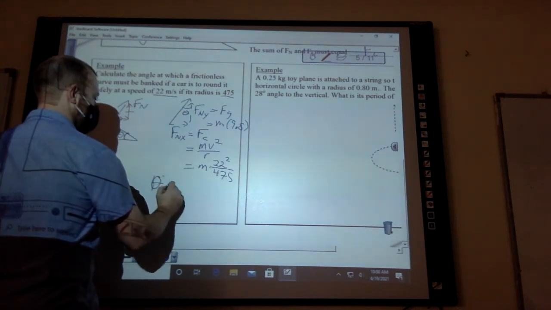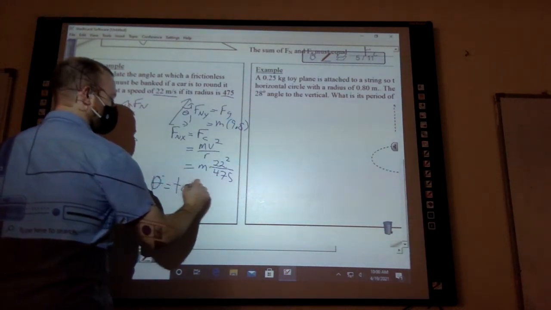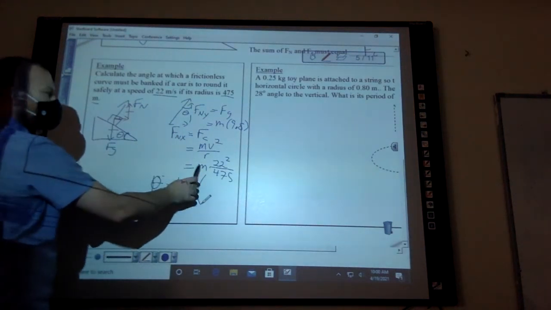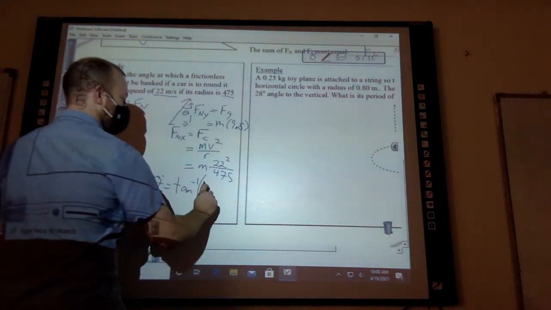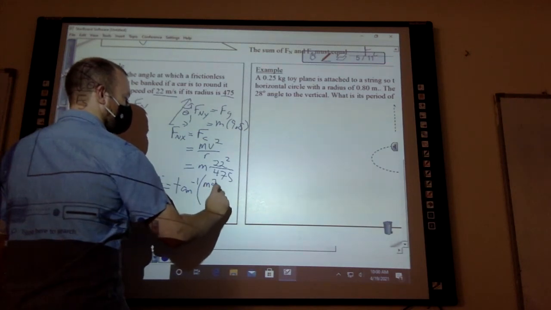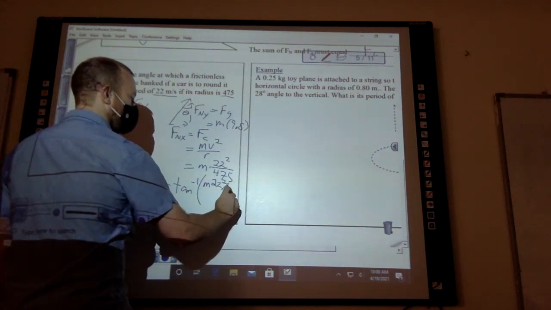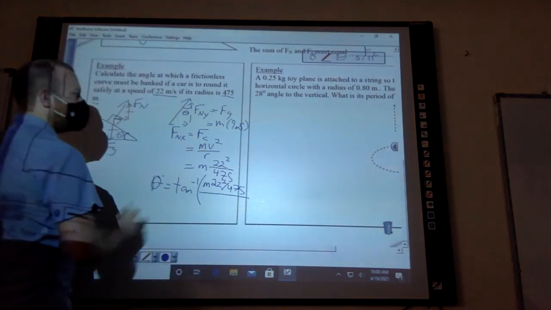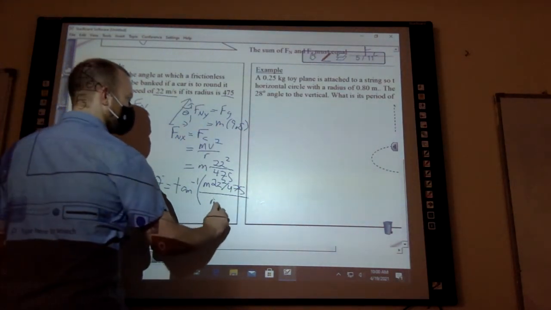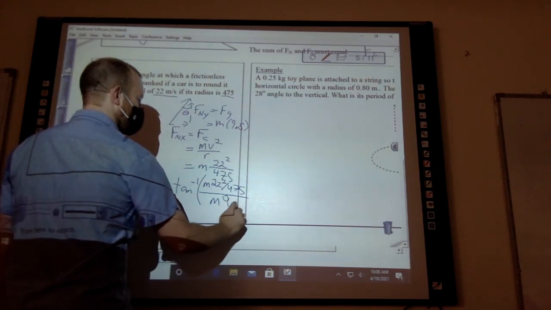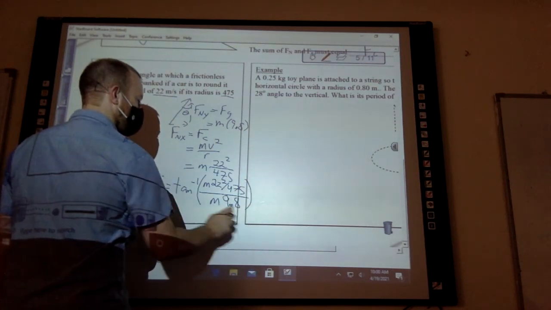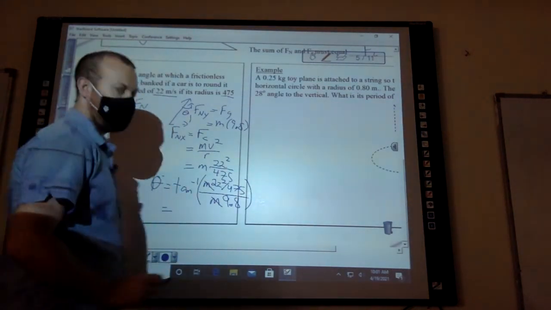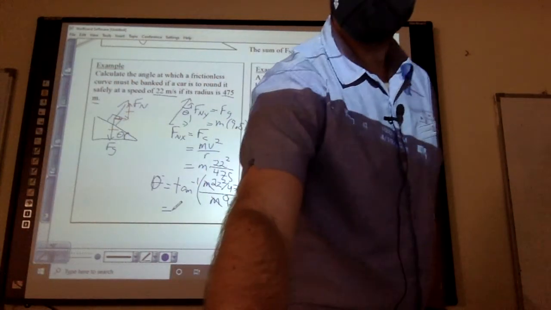So theta equals the inverse tan of my opposite. So opposite in this case is Fnx. So m 22 squared over 475, all over the y, which is m 9.8. Masses cancel, and you get theta equals 6 degrees.